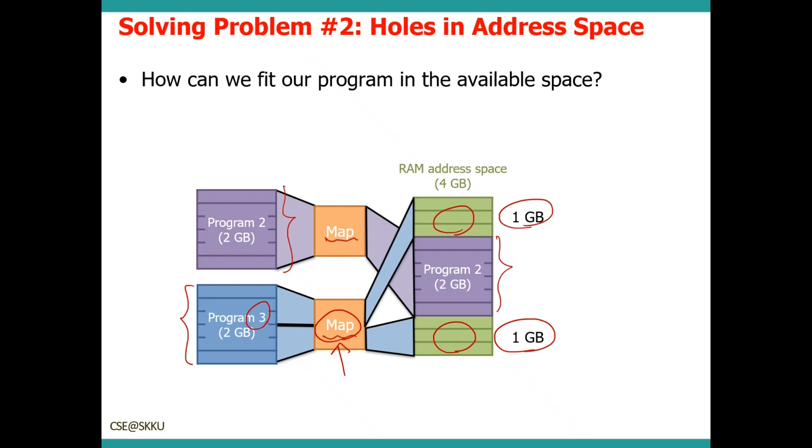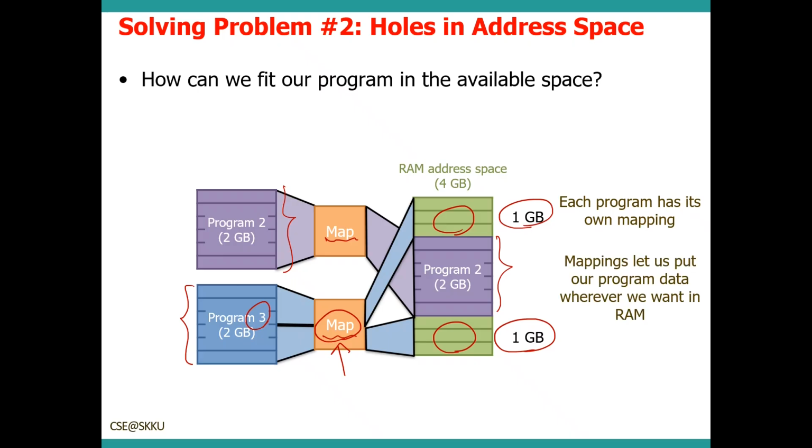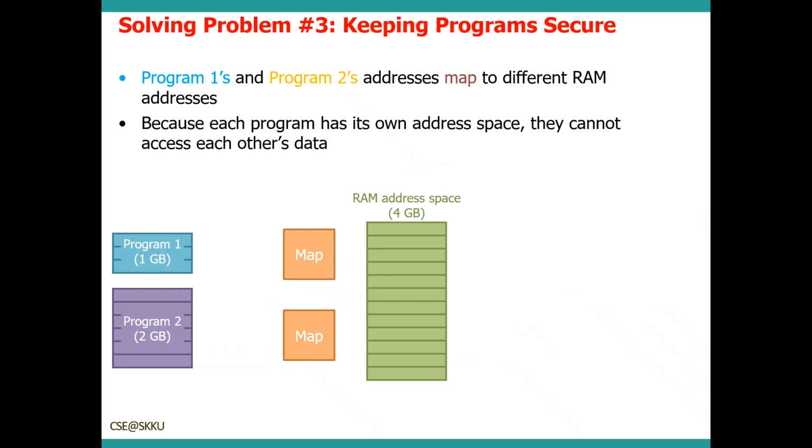So that means we don't need any contiguous free space to allocate some contiguous virtual memory address. So each program has its own mapping, and the mapping allows us to put our program data wherever we want in memory. Okay. So then, how to solve the third problem? Okay, so protection problem.